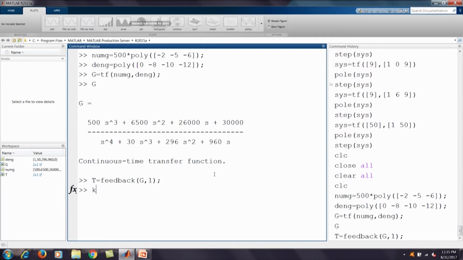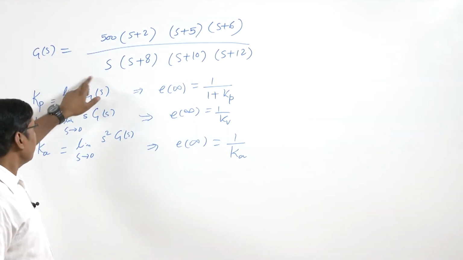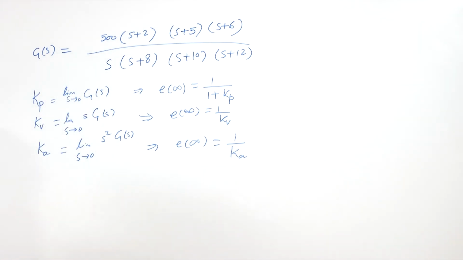So here Kp equals the DC gain of G. What we are doing here is evaluating the DC gain, which evaluates G for s equal to 0, because Kp is defined as s tends to 0 for G(s). So this will be evaluated when s is tending to 0, and we will get Kp.